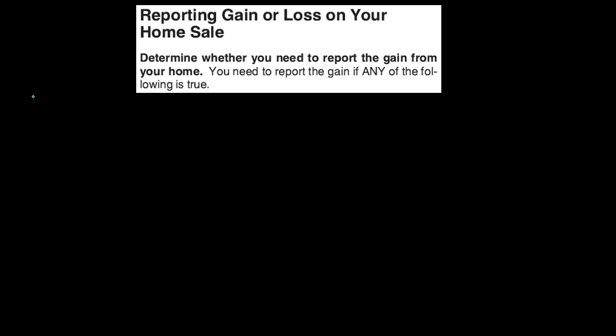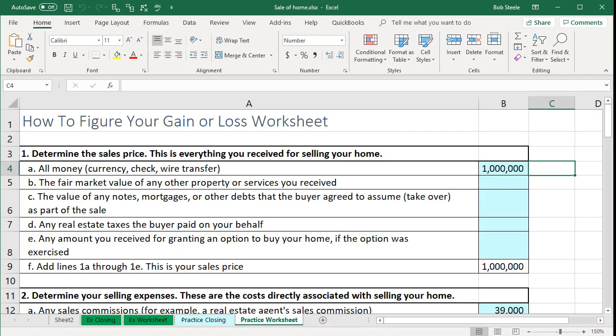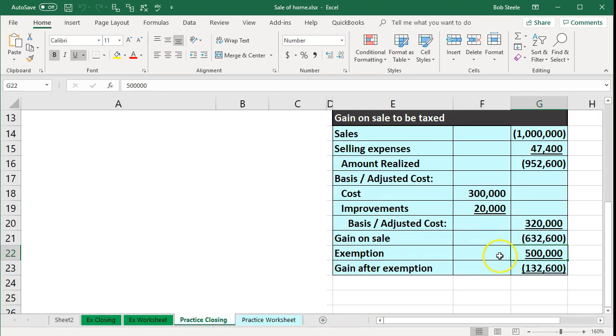Determine whether you need to report the gain from your home. You need to report the gain if any of the following is true. So first question, of course, do we need to report it? Because note, as we see with the example here, if there's a huge exemption, like a $500,000 exemption, then we may not have any gain or loss after that exemption. So the question is, do you have to put it on the return in that case or not?